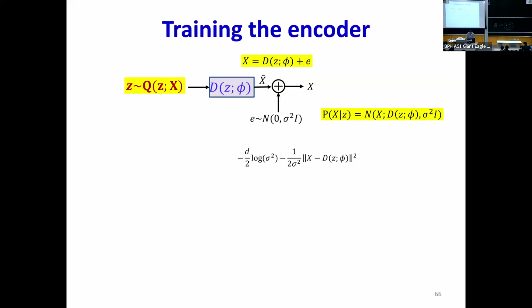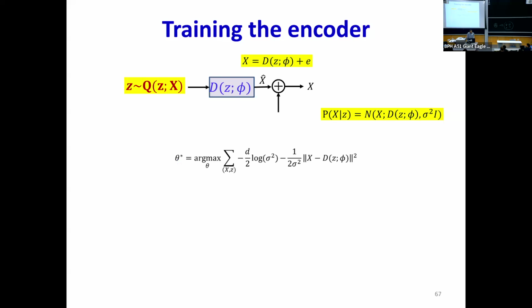So when I do this, the log probability of x given z is simply the log of this Gaussian computed at x, which is going to be minus d over 2 log sigma squared. There's an additional 2 pi term that I'm ignoring, minus 1 over sigma squared times the squared norm of x minus d of z. This is just the log of this Gaussian with the 2 pi term, with the irrelevant terms removed, right?